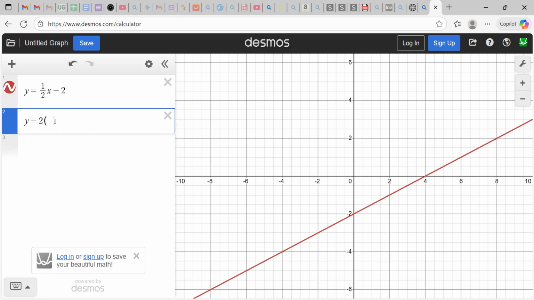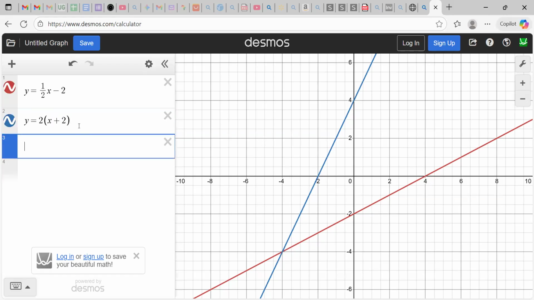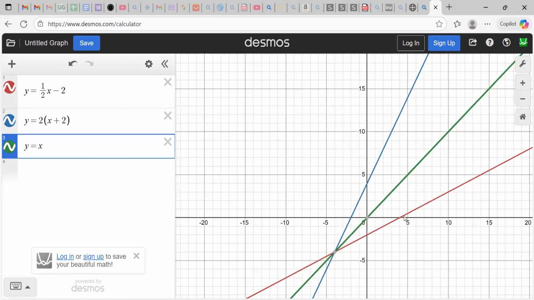2 brackets. Right? So this is the inverse. Well, you can figure that out, right? This is the function, this is its inverse. And finally, we're going to put a line y equal x. Right? And what do you see? So this red one is the line y equal half x minus 2. This blue line is the line y equal 2 bracket x plus 2, which is the inverse. This here is the inverse of that.